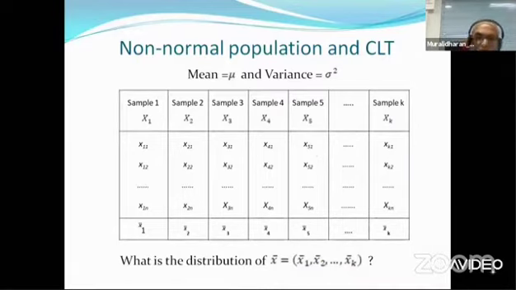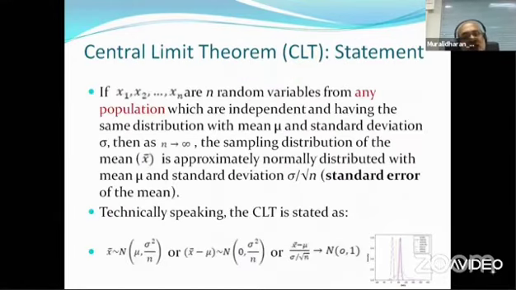So you can also reframe the sentence as: suppose x1 bar, x2 bar, up to xk bar are n independent random samples from any population. That way also you can interpret this theorem. So there is no problem.